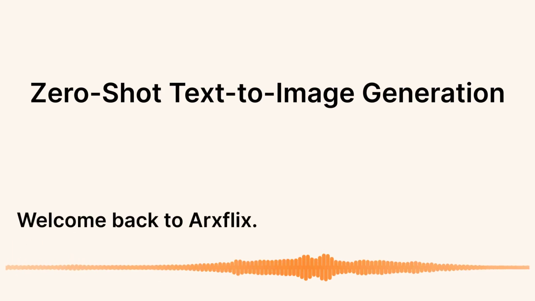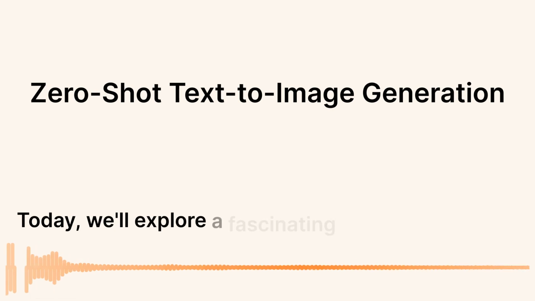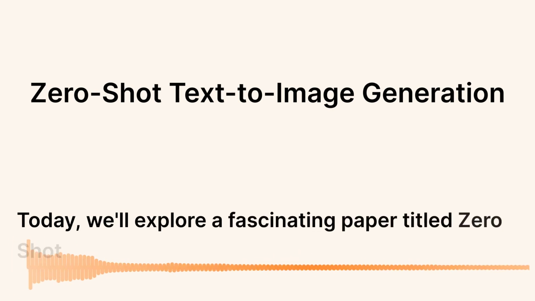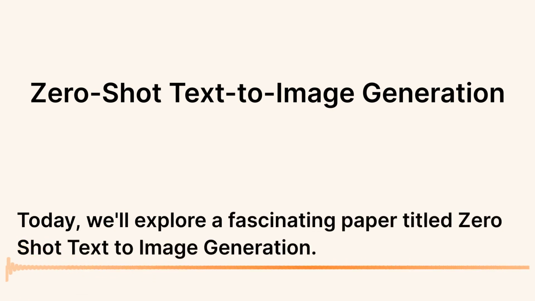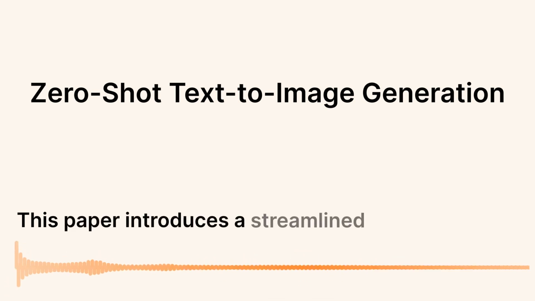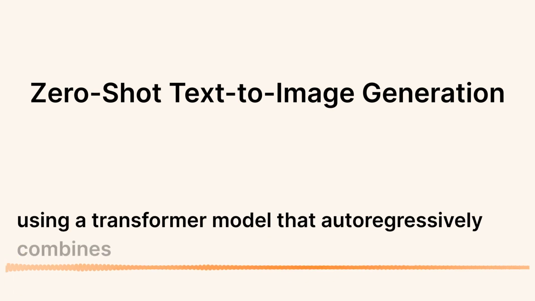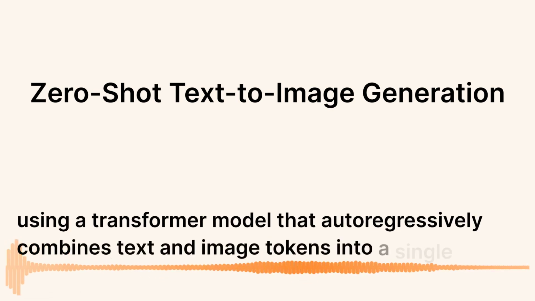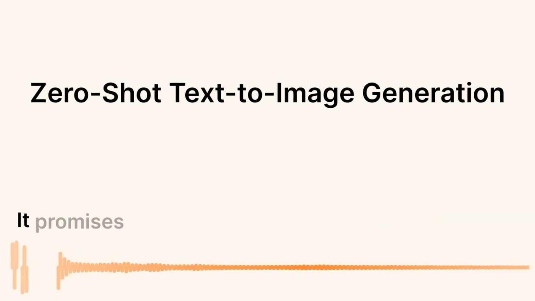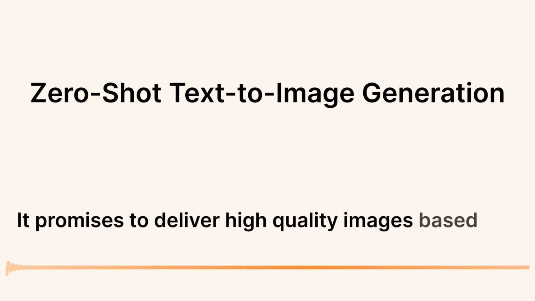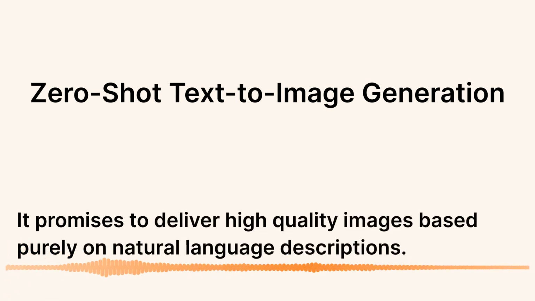Welcome back to Arxflix. Today, we'll explore a fascinating paper titled Zero-Shot Text-to-Image Generation. This paper introduces a streamlined approach using a transformer model that autoregressively combines text and image tokens into a single data stream. It promises to deliver high-quality images based purely on natural language descriptions.